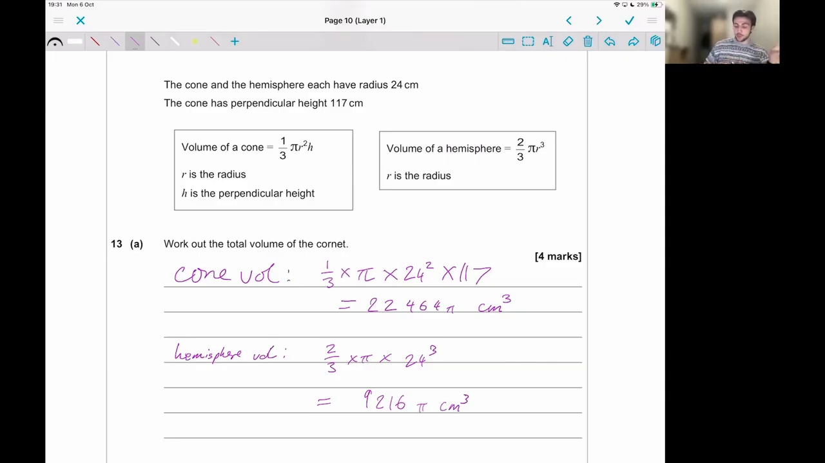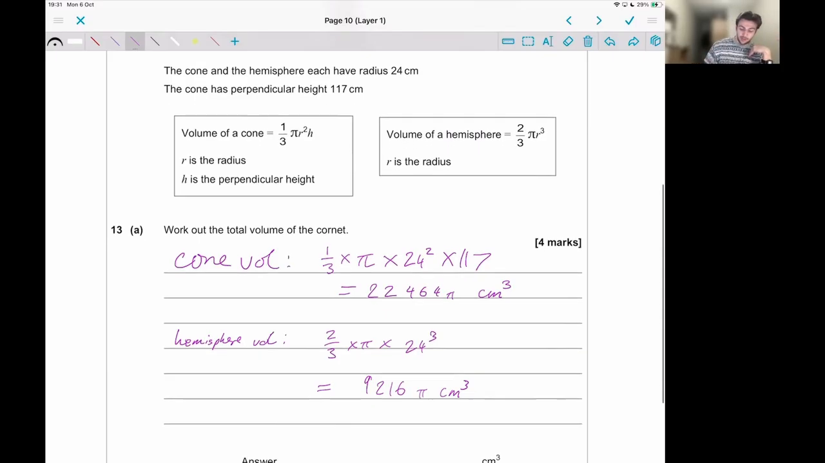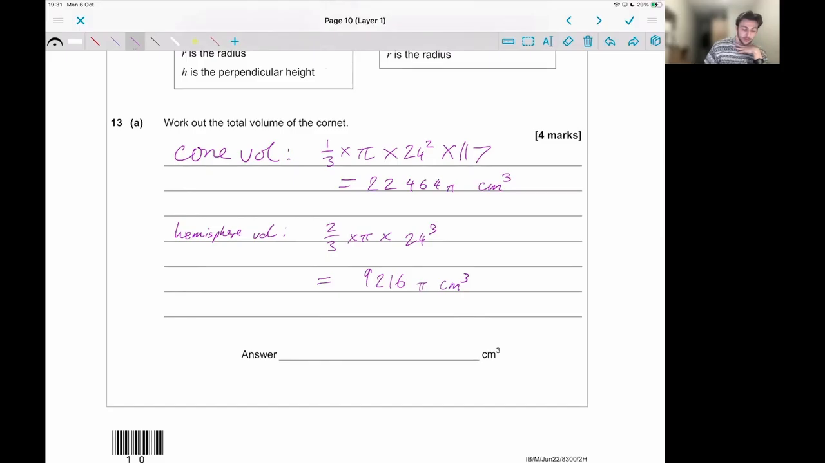So total, we're going to add the two together. So we're going to do 9216 plus 22464. And remember that we're timesing by pi. And our final answer is going to be 31680 pi centimeters cubed.